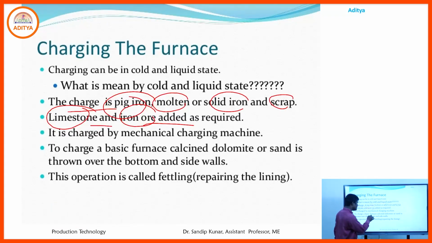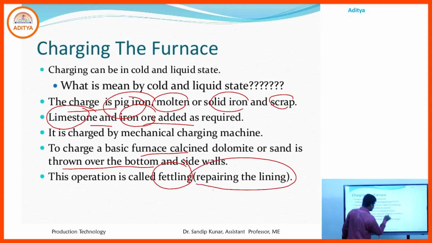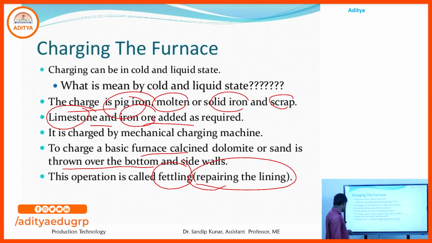Sometimes, in a basic furnace, calcinite, dolomite or sand is thrown over the bottom and the sidewalls. This operation is called fettling. Why do we use the fettling process? We use it for repairing the lining.